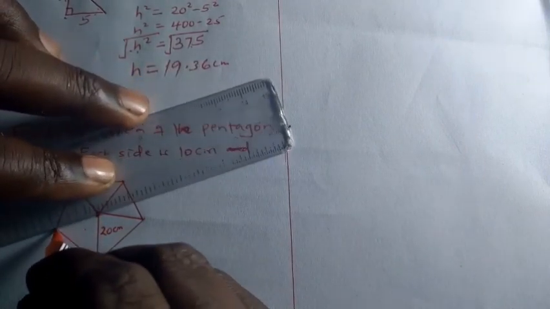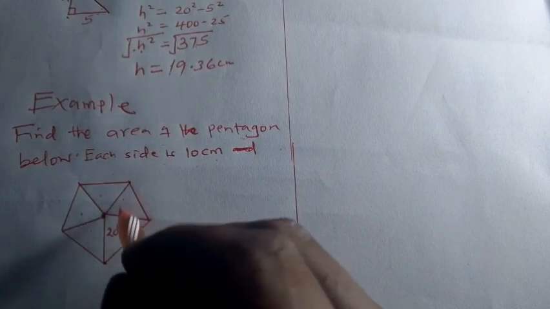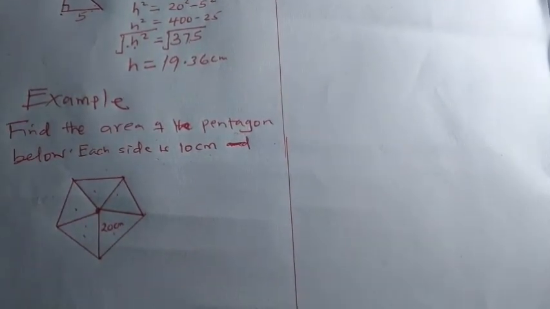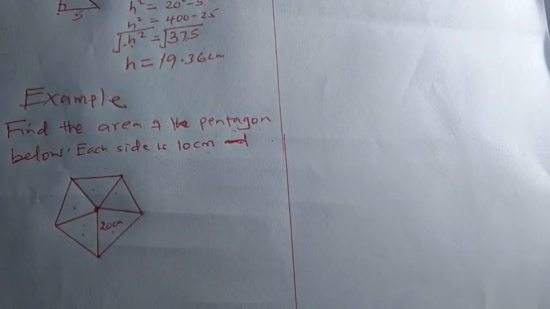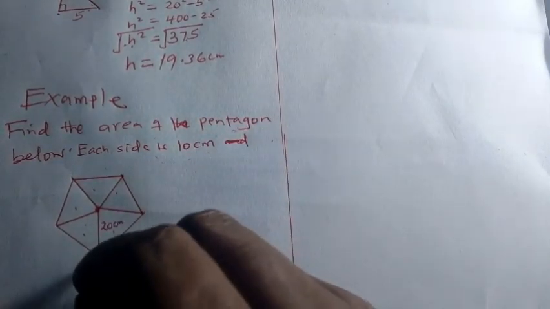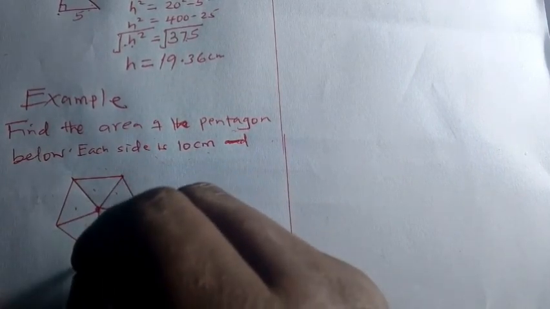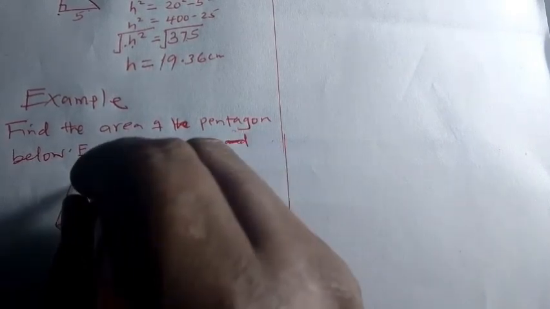There should be 5. So 1, 2, 3, 4, 5. Now calculate the area of one triangle, then multiply with 5 of them. Now we know from here up to here is 10, but from here up to here is 20. From here up to here is also 20.